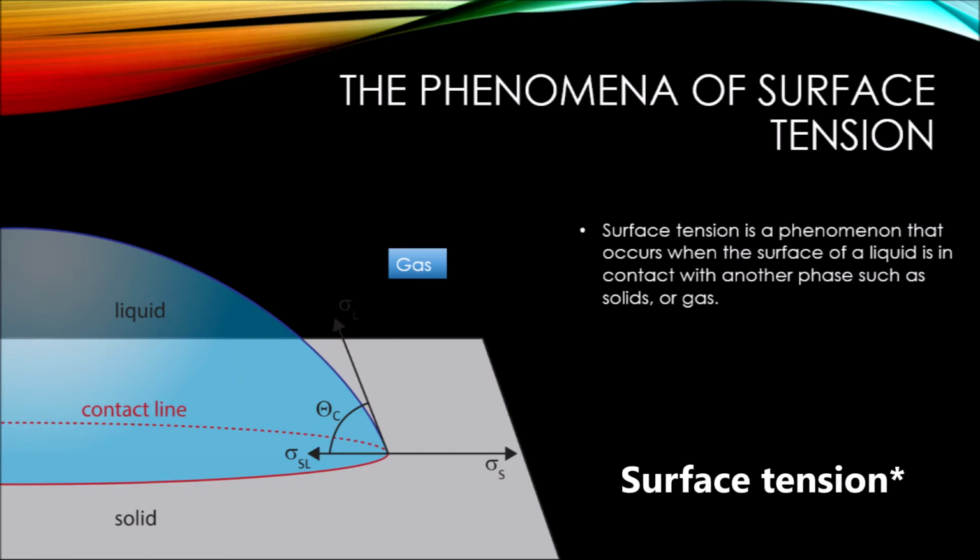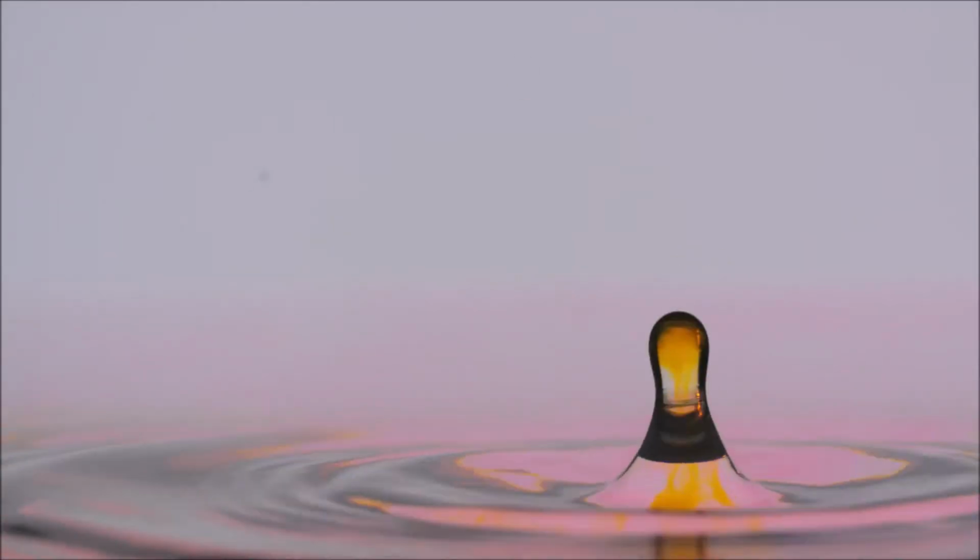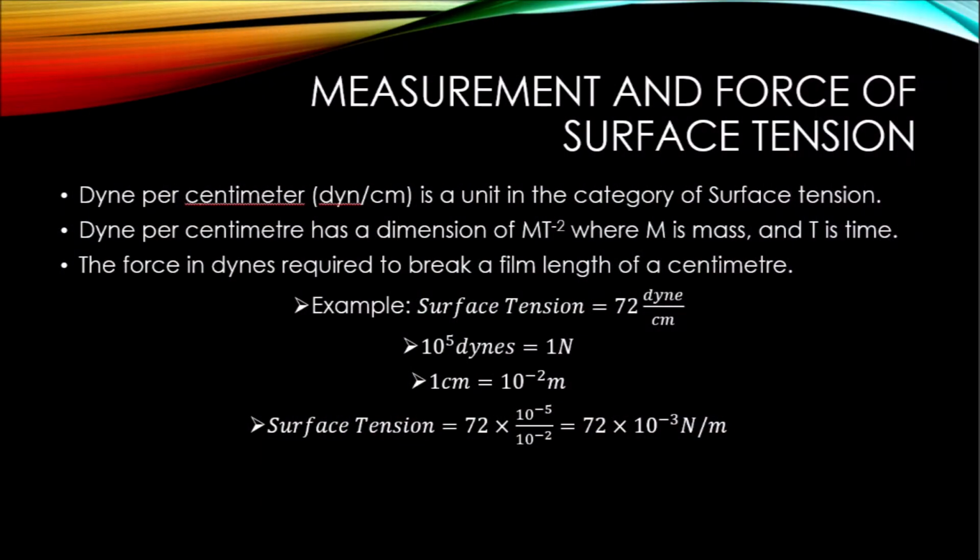Surface tension is a phenomenon that occurs when the surface of a liquid is in contact with another phase, such as solids or gas, or could very well be liquid as well. During this phenomenon, the surface of the liquid behaves like an elastic sheet, as you can see at the back of this picture. Typically, surface tension is measured in dynes per centimeter, the force in dynes required to break a film length of a centimeter.